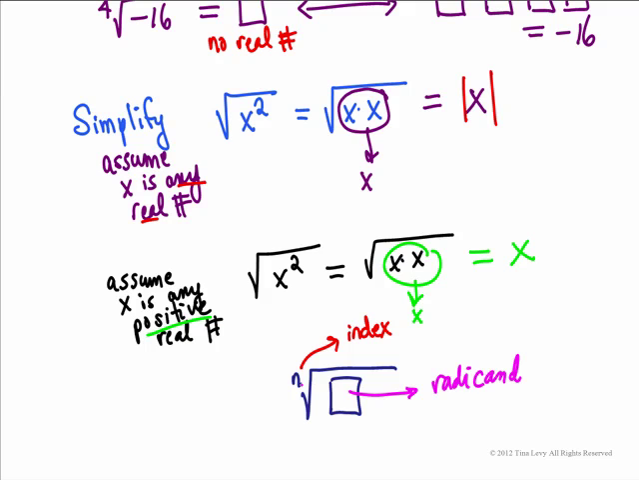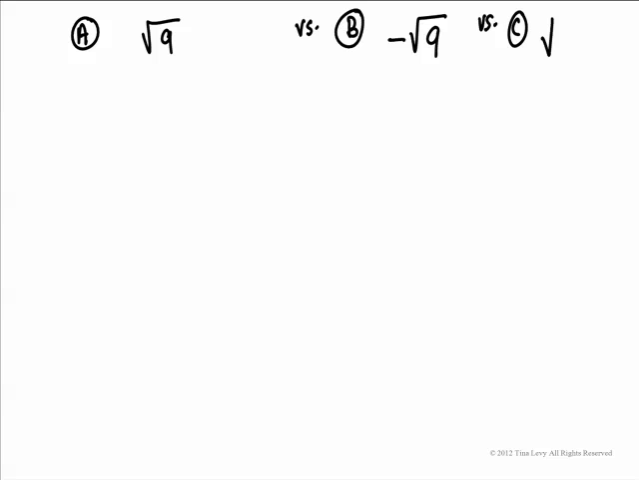We'll go to the next page and just see some other things that come up with radicals that can present difficulty. We'll look at the difference. Let's say A is the square root of 9, versus B, which is minus the square root of 9, versus C, which is the square root of -9. We're going to look at those three because they're very different.